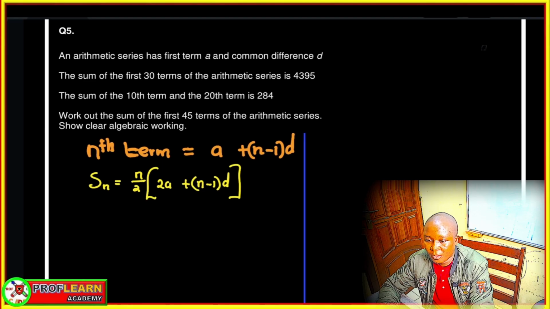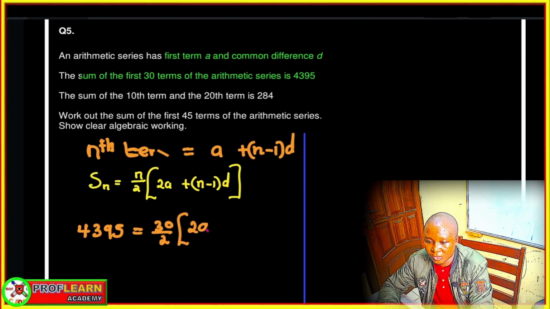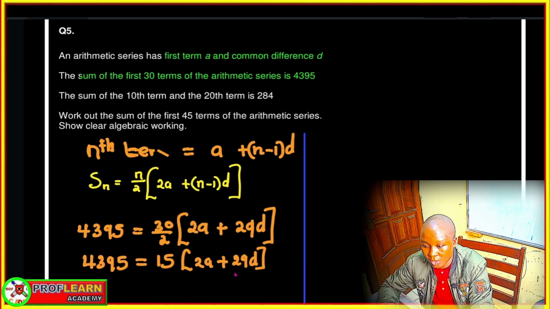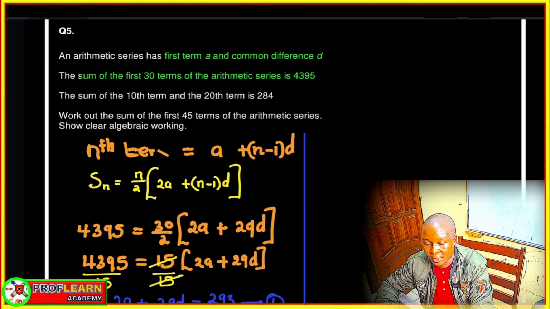Now, using the information that we were given, the sum of the first 30 terms is 4395. So we can say 4395 is equal to 30 over 2 into 2a plus 29, because 30 minus 1 is 29, times d. That is going to be our first equation, which we are going to simplify here. Once we simplify everything, we form our equation number 1. I'm going to move that so that you can see that particular equation.